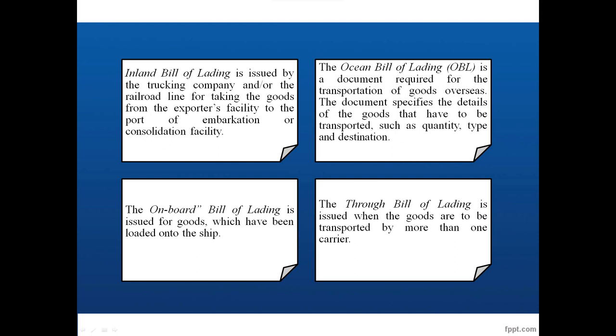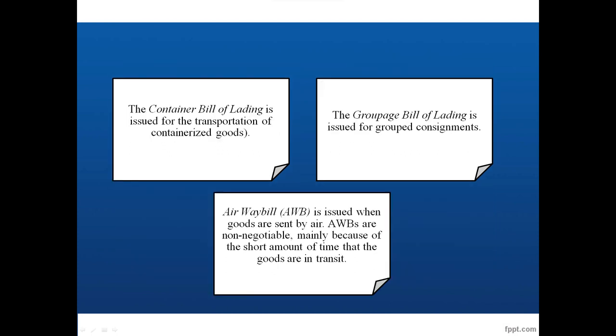The onboard bill of lading is issued for goods which have been loaded onto the ship. The through bill of lading is issued when the goods are to be transported by more than one carrier. The container bill of lading is issued for the transportation of containerized goods. The groupage bill of lading is issued for grouped consignments.